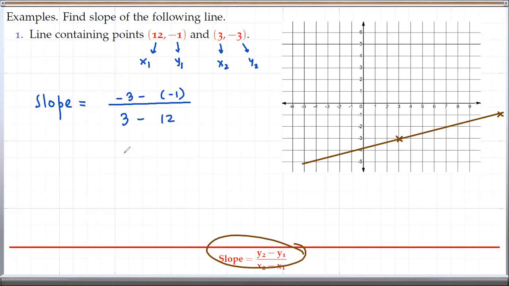Now the rest is just simplifying. -3 minus -1 would be -3 plus 1. Divide by 3 minus 12, which is -9. So this becomes -3 plus 1 on the top, which is -2, over -9. So the slope is 2 by 9. So this describes how fast the y value is increasing with respect to x.